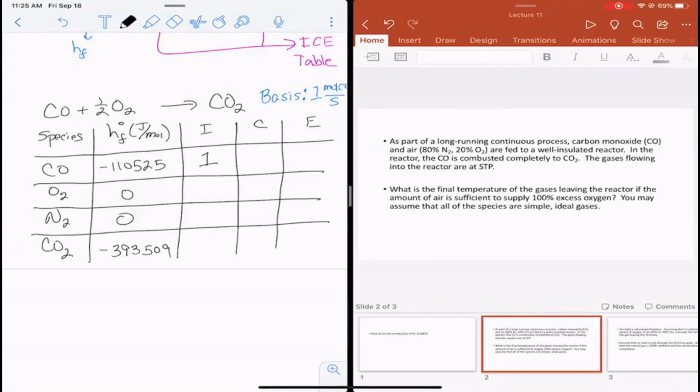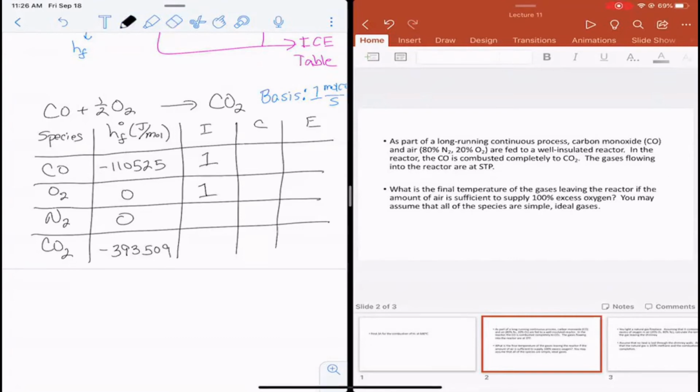Now we have to figure out the flow rate for oxygen. This says 100% excess oxygen. To figure out what that means, you have to look at the stoichiometry. A stoichiometric amount of oxygen would be equal to 0.5, because for every CO you only need 1/2 of an oxygen. So the stoichiometric amount is 0.5, and 100% excess would be plus 0.5. So this is also then 1 mole per second.